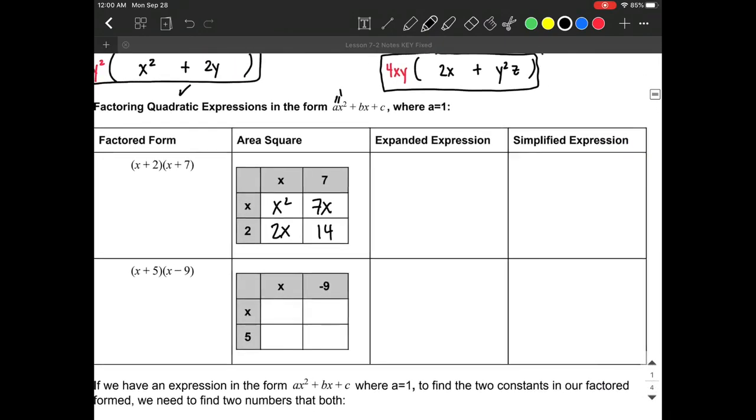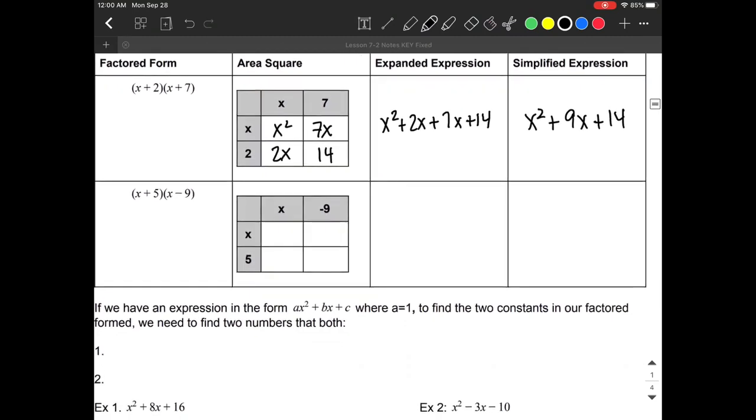In expanded form, so expanded expression, I'm going to write x squared plus 2x plus 7x plus 14. That's just what I see in this box. All those areas added together. The simplified expression, I'm going to collect my like terms in the center, the middle terms. So I have x squared plus 9x plus 14.